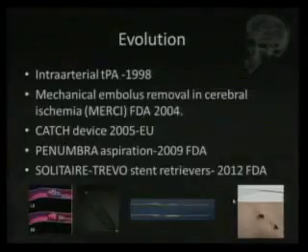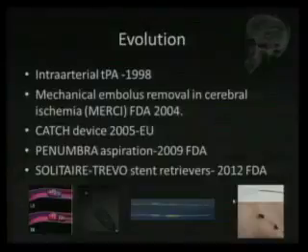Then the Penumbra aspiration device. Those are large bore catheters that are flexible enough to navigate intracranially, but large enough to be able to connect to an aspiration machine and just suck that clot out. Those were approved in 2009 by the FDA.